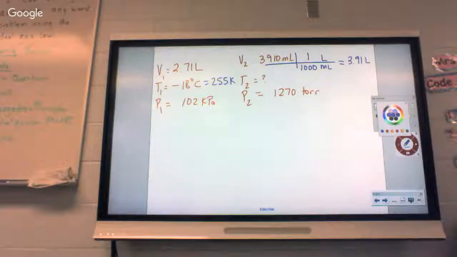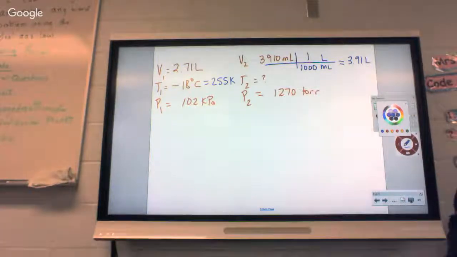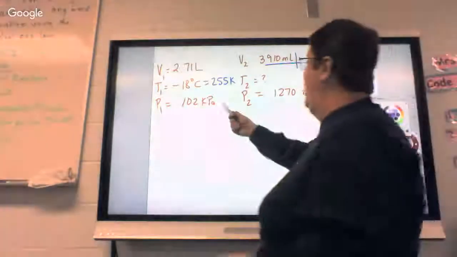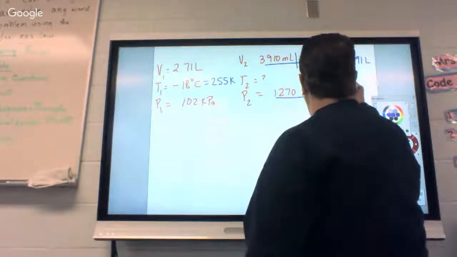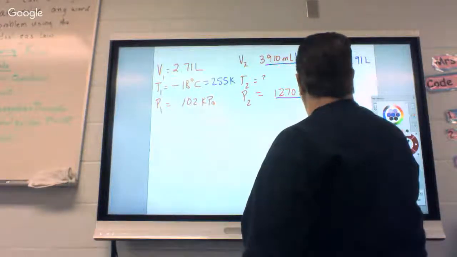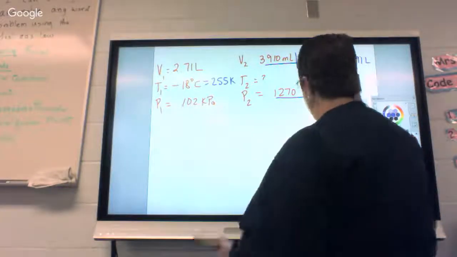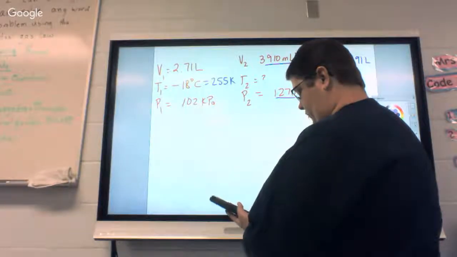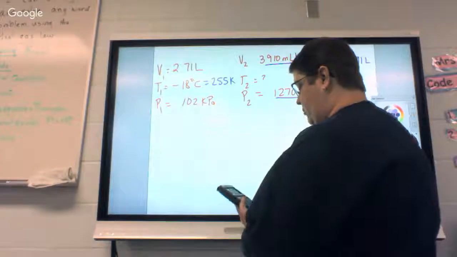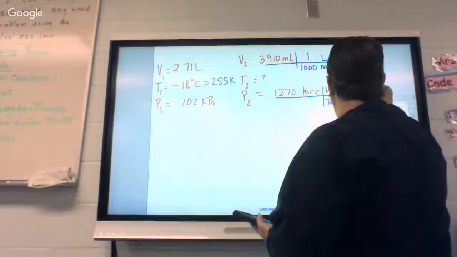Pressures, you can make them both kPa, you can make them both torr, you can make them both something else. What'd you pick, Isabel, since you're the one who asked for this? kPa. So I'm going to leave this one alone, and I'm going to change this one from torr to kPa. So 760 torr is 101.325. All right, so 1270 times 101.325 divided by 760, 169.